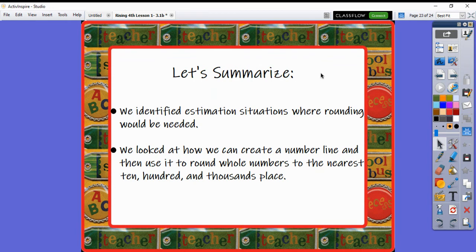I am hopeful that you were successful with that practice. If you need more practice, you will get it in the practice sessions where you will be sorting numbers and rounding them to the nearest 10, 100, and 1,000.